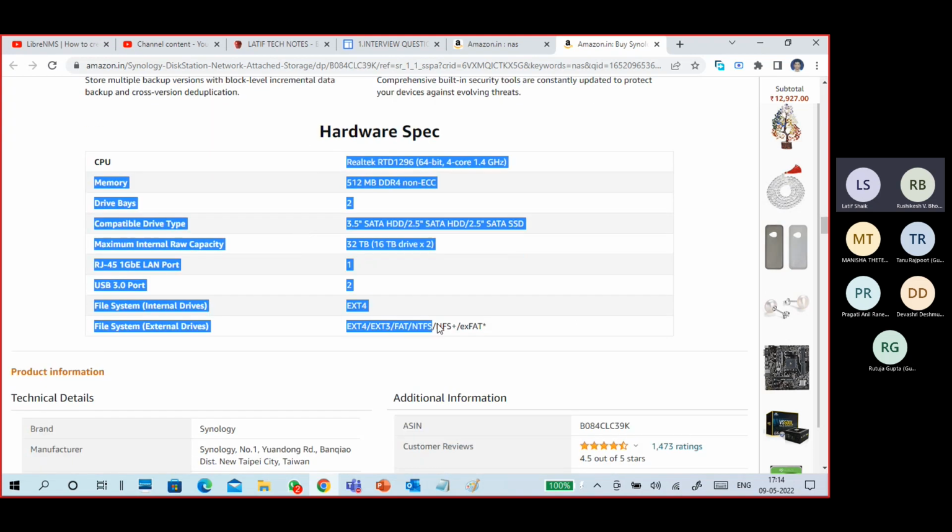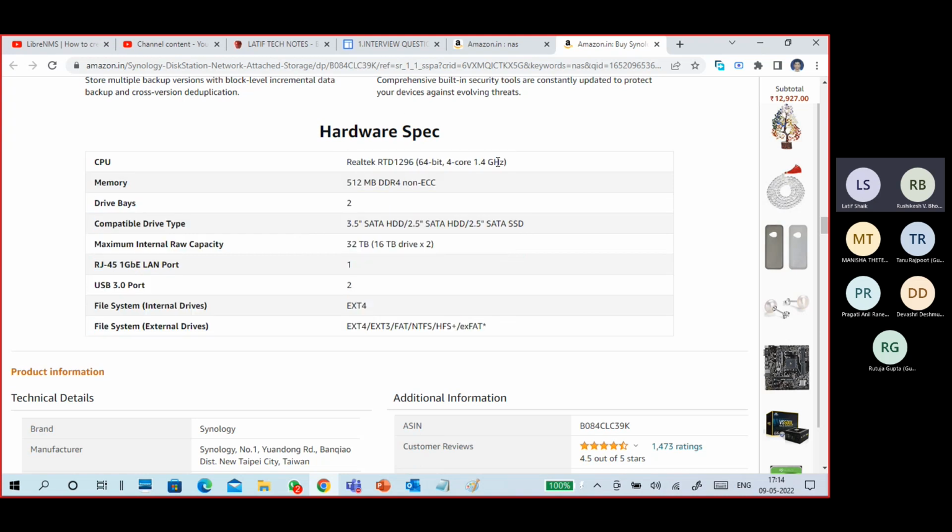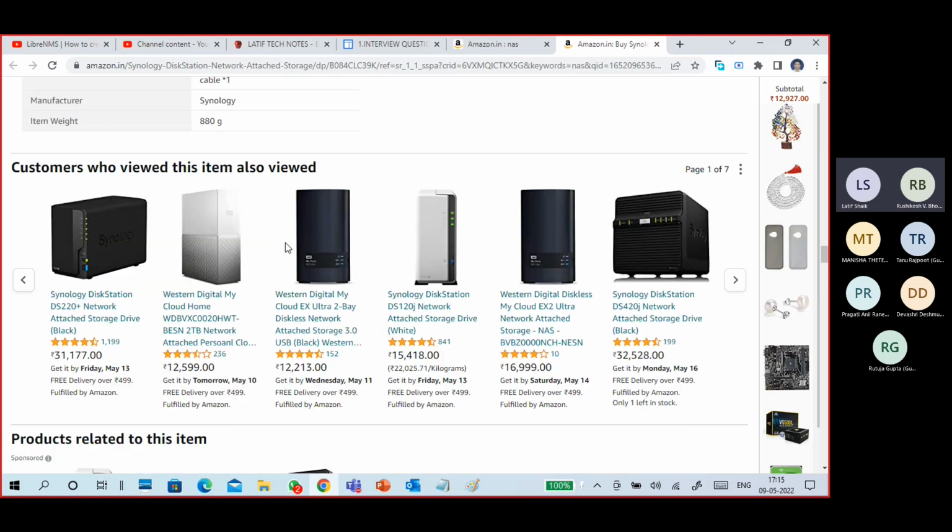It contains its own motherboard, a 4-core 1.4 GHz processor, 512 MB RAM, 2 drive bays, and USB ports. What type of file system can you use? What capabilities can we put on it?